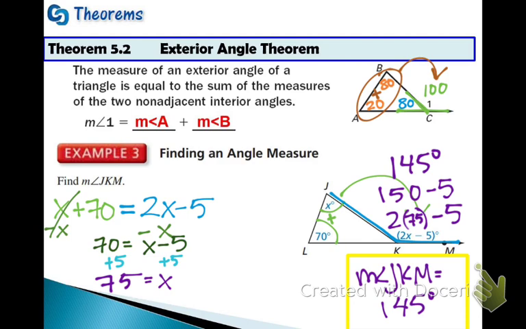Here's the other way. We know these two angles have to add up and equal the outer. We found what x was. What's x? 75. What's 70 plus 75? 145. So either way you had done it, you would have gotten the correct answer. So my two non-adjacent inner angles add up and equal my outer. Okay, go ahead and flip. These two add up and equal this one. That's all.